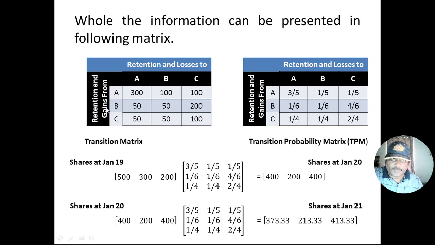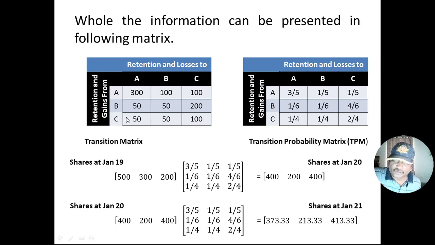Now, total number of customers of B was how much? It was 300. So what we'll be doing, we'll be dividing each of the quantities in this row by 300. So 50 by 300 will be 1 by 6, 50 by 300 again 1 by 6, and 200 by 300 will be 2 by 3. Here I have written it 4 by 6, so that you come to know something specific here that will be seen later.